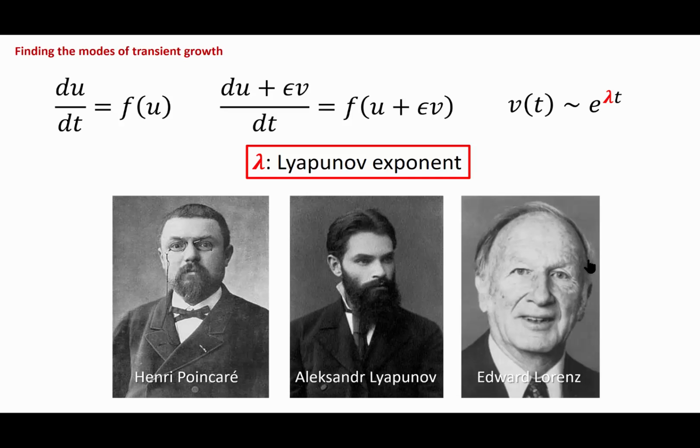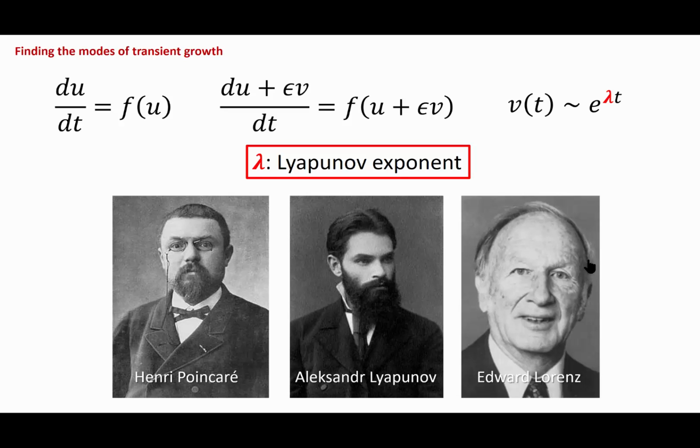It forms a spectrum. The corresponding V are called the covariant Lyapunov vectors, or the modes in the linearized system. You can think of lambda as eigenvalues and the corresponding V as eigenvectors of a matrix. It's really a generalized version of eigenvalues and eigenvectors.